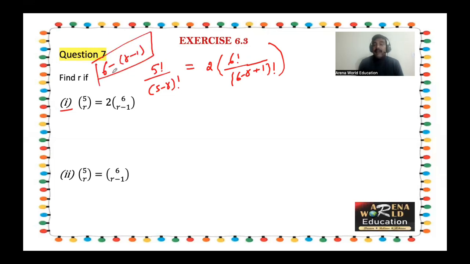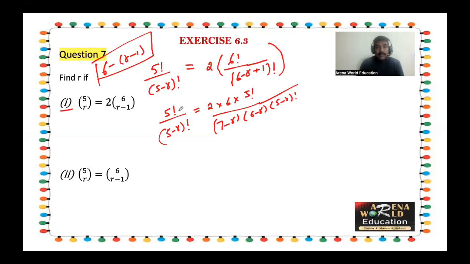Right? So 6 minus r plus 1. So I have written this one. Now if we solve this further, 5 factorial divided by (5 minus r) factorial is equal to 2 into 6 factorial, means 6 into 5 factorial, and this will be 6 plus 1, 7, so (7 minus r) factorial, and we can write it as 7 minus r, then minus 1, so this will be (6 minus r), and here it will be (5 minus r) factorial, right?